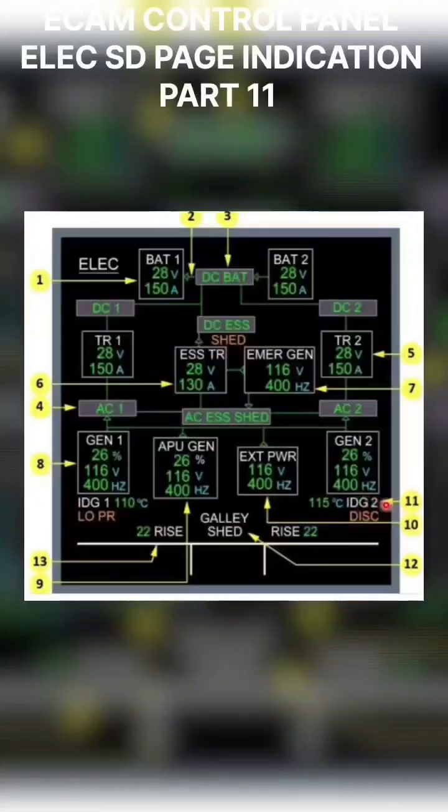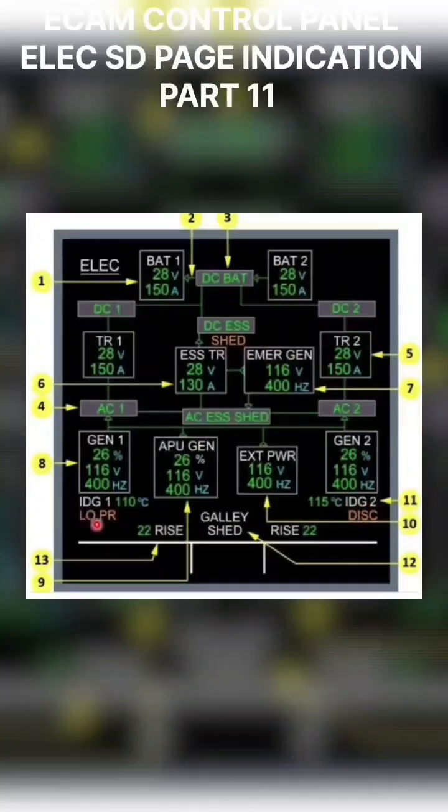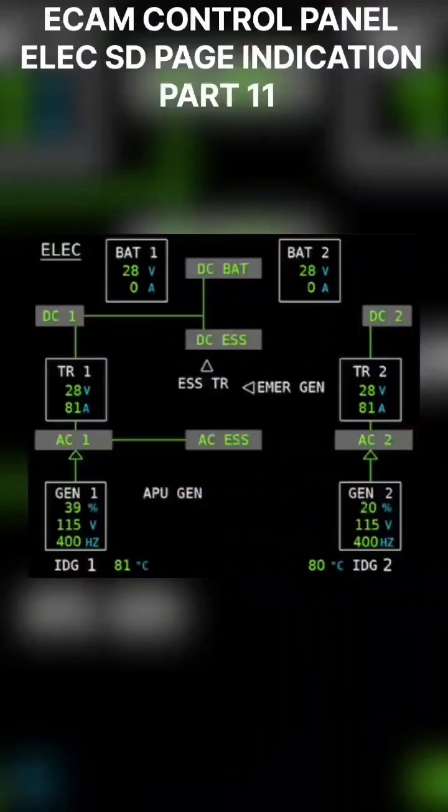This is your IDG indication, number 2, number 1, this is your IDG temperature, then this is your IDG disconnect, low pressure, where you will get an amber caution here, and this is your galley shed, then this is your RISE indication. This is all about the indications on the electrical page. So this is your normal configuration of the electrical page.